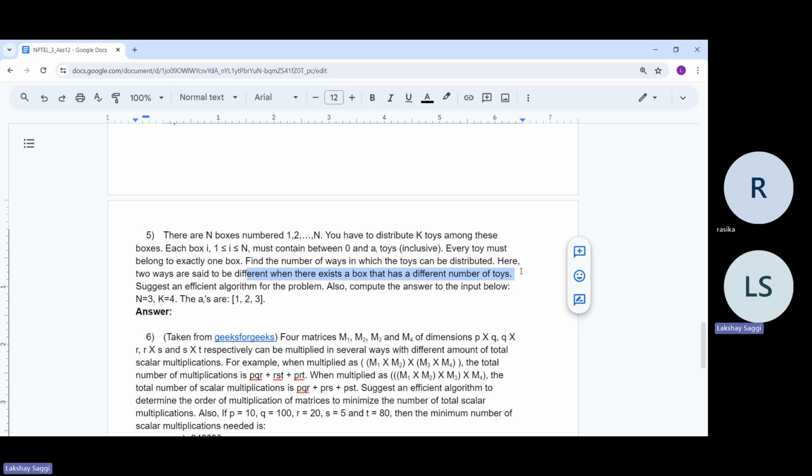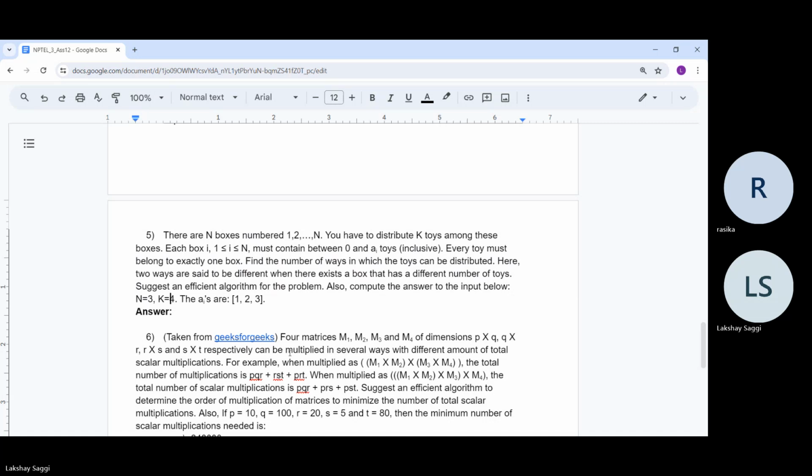So what the problem is asking us is that, okay, so two ways. Effectively, we just have to fill up all of these boxes from 1 to n. These boxes are said to be different when there exists a box that has a different number of toys. And now we want to suggest an efficient algorithm for the problem. So what we actually want to do is find the number of ways in which the toys can be distributed inside the boxes.